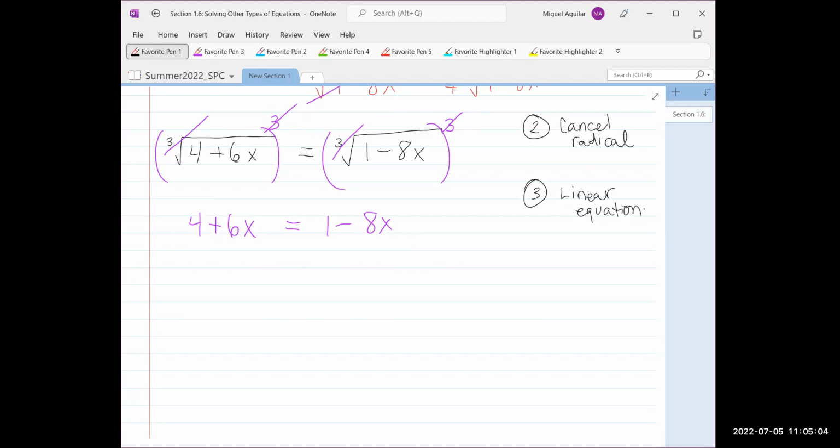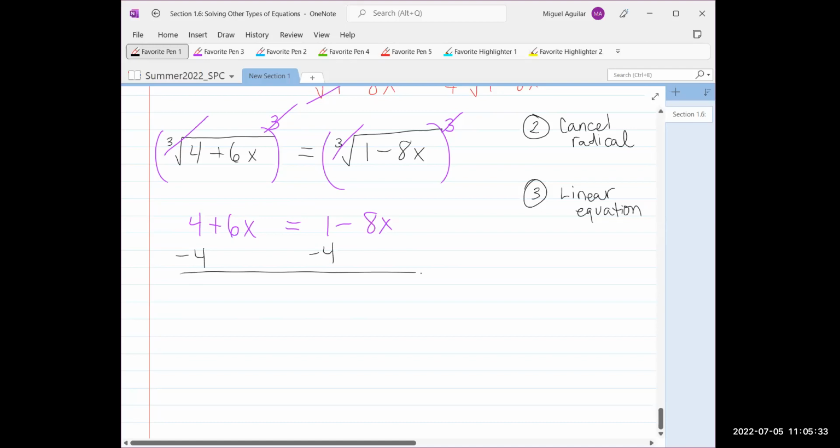Let's see. Adding... I wouldn't want to add the 1. You could subtract the 4. You could subtract the 1, right, if you wanted to do that. I like to move my variables to the left first and then move my numbers to the right, or vice versa. So what I'm going to do is subtract the 4 from both sides. Okay. You guys all right with that?